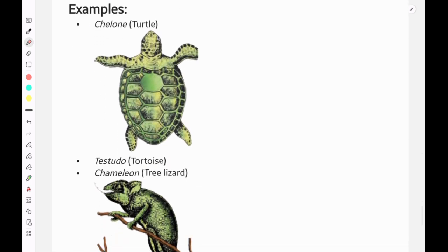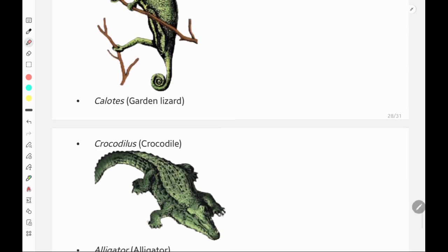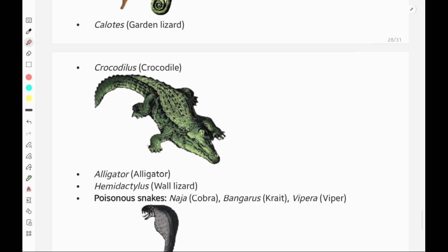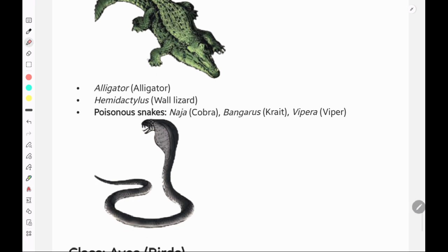Examples are turtle, tortoise, tree lizard, or you can say chameleon, garden lizard, crocodile, alligators, wall lizard, Hemidactylus. And this is one of the exceptions because snakes, as you know, don't have legs. They crawl on their stomach side. It is not that they never had legs, but during evolution the legs got diminished. There are small appendages present in some species of snakes.